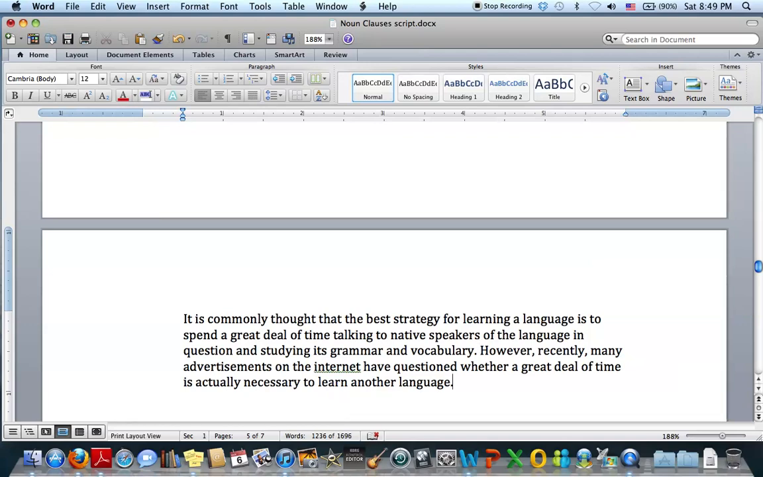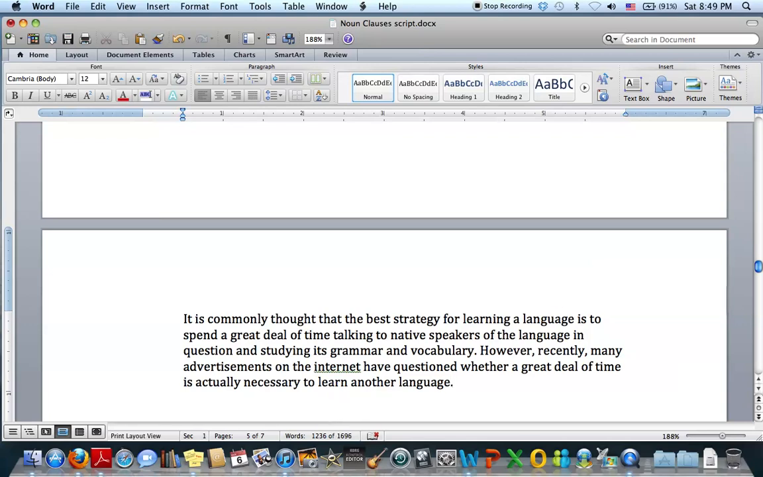So basically what we're saying here is, yeah, everybody thinks that, you know, if you're going to learn another language, you got to spend a bunch of time talking to native speakers, you learn the grammar, you learn the vocabulary. However, recently other people have questioned that. Well, recently some people have been saying, I don't know if that's true or not. Okay, so that's a pretty good hook.